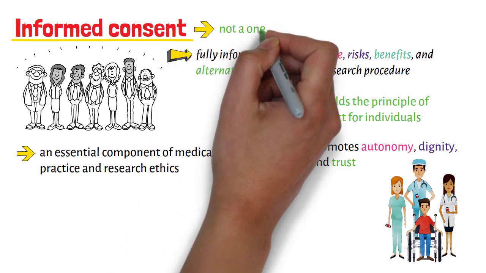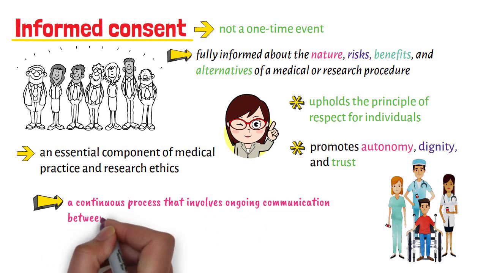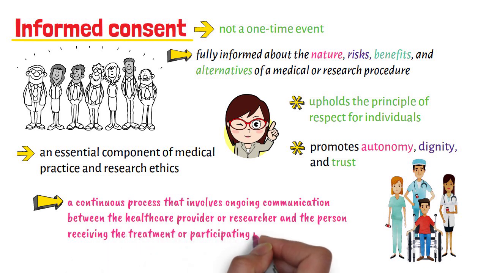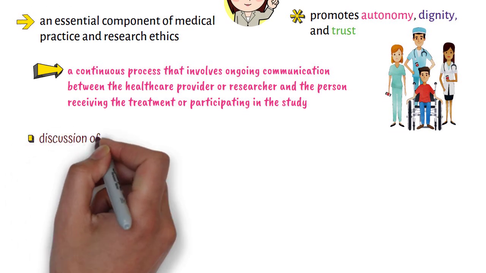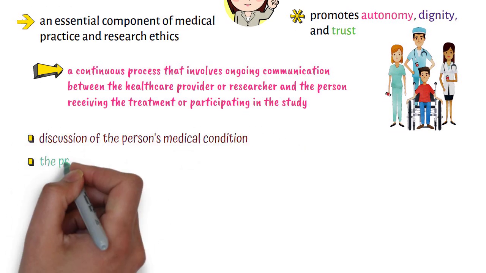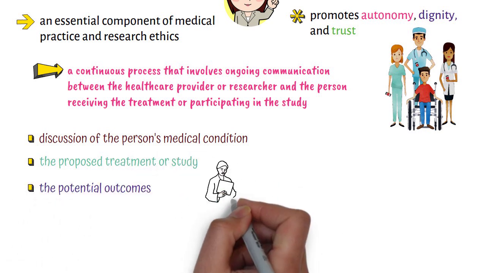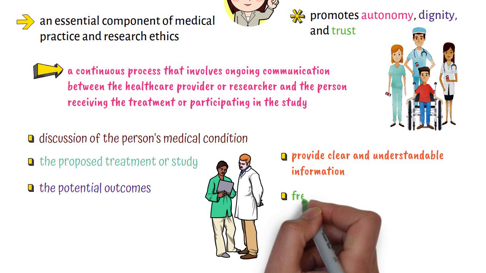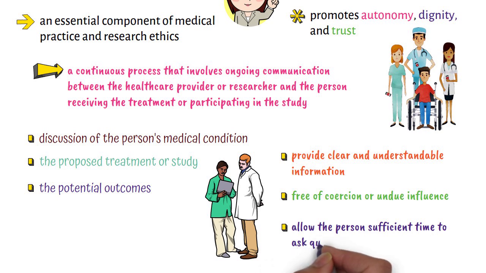Informed consent is not a one-time event, but rather a continuous process that involves ongoing communication between the healthcare provider or researcher and the person receiving the treatment or participating in the study. The process begins with a discussion of the person's medical condition, the proposed treatment or study, and the potential outcomes. The provider or researcher must provide clear and understandable information, free of coercion or undue influence, and must allow the person sufficient time to ask questions and consider their options.